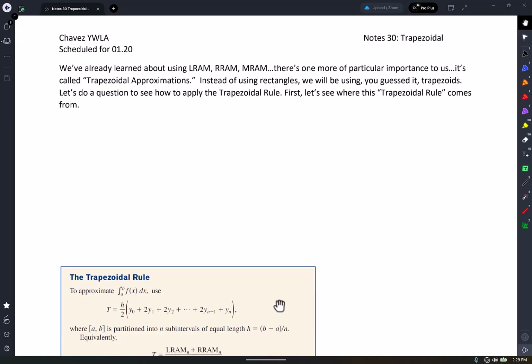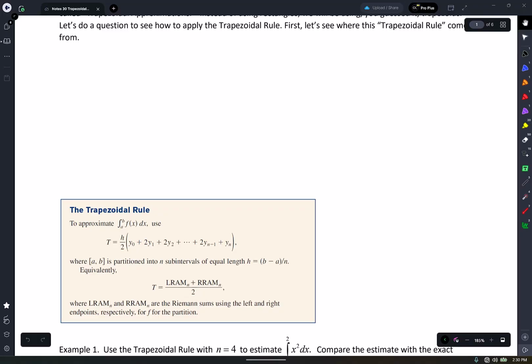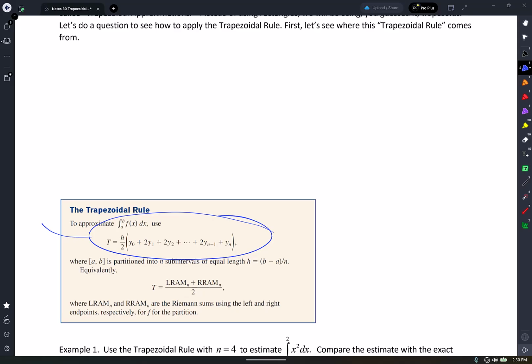It's pretty basic. So we've already done LRAM, RRAM, MRAM, lower, and upper. So what is trapezoid? Well, trapezoidal rule, here it is. It's this one here, essentially. You're going to use this when you have equal heights. The heights are determined by your delta x.